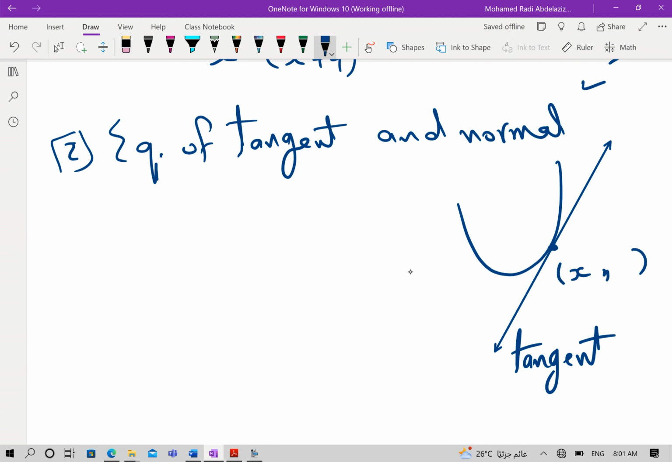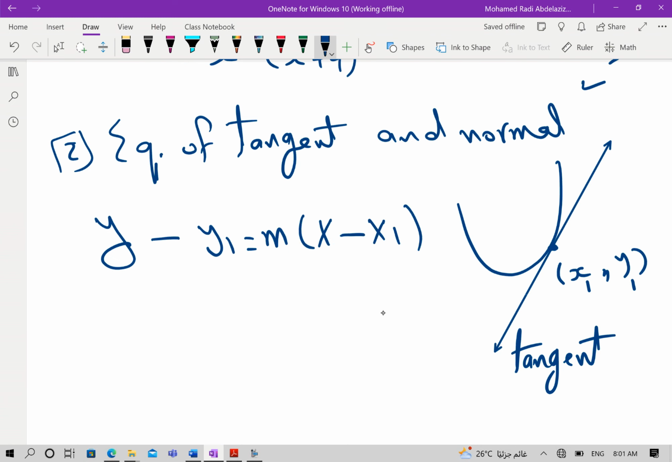Let's say this point is x1 and y1. By using differentiation, find the gradient. In general, the equation of any line is y minus y1 equals m times x minus x1. So we need the gradient: differentiate, substitute by the point, and you can find the gradient. With the given point x1, y1, you can find the equation of the tangent.